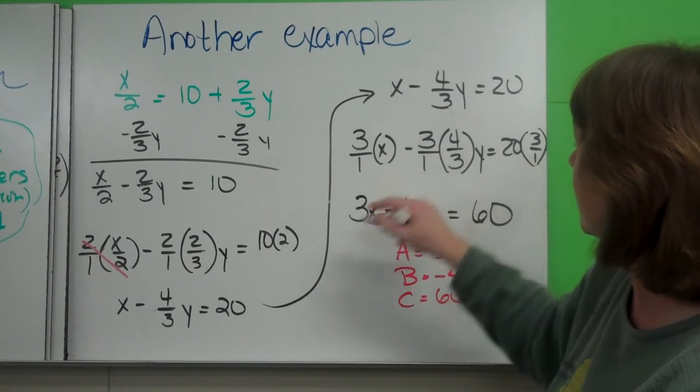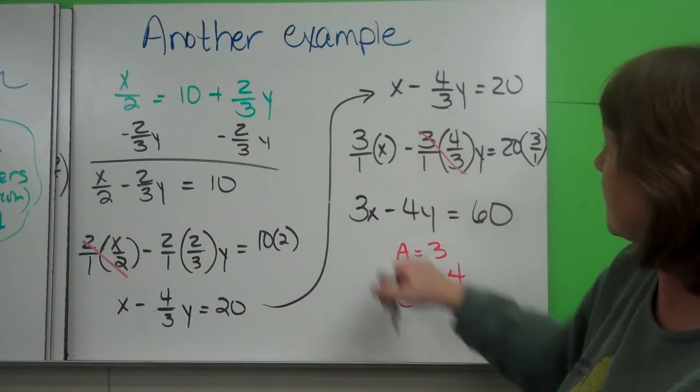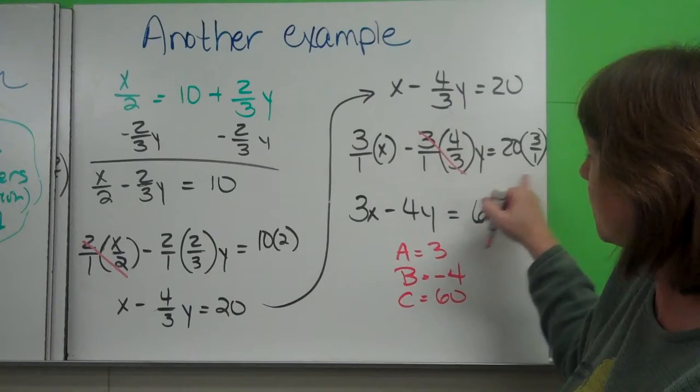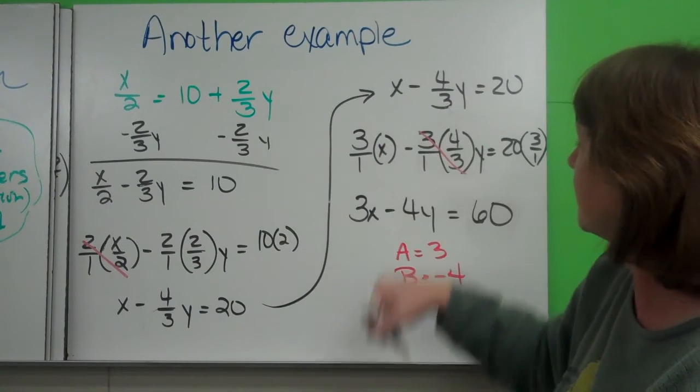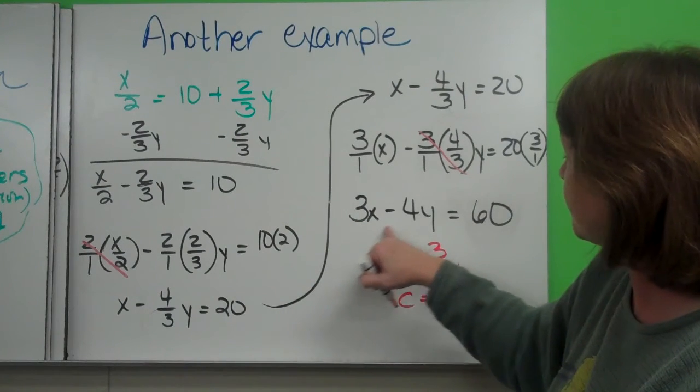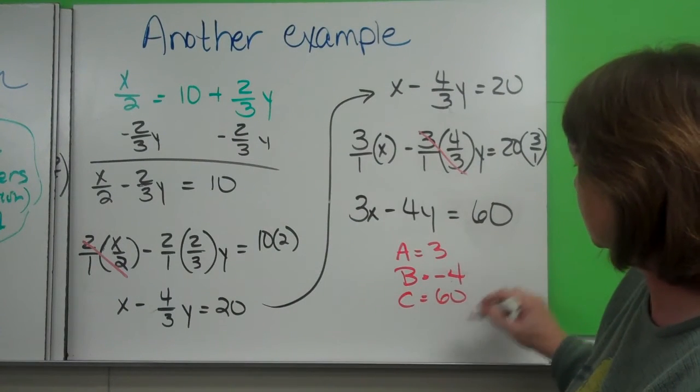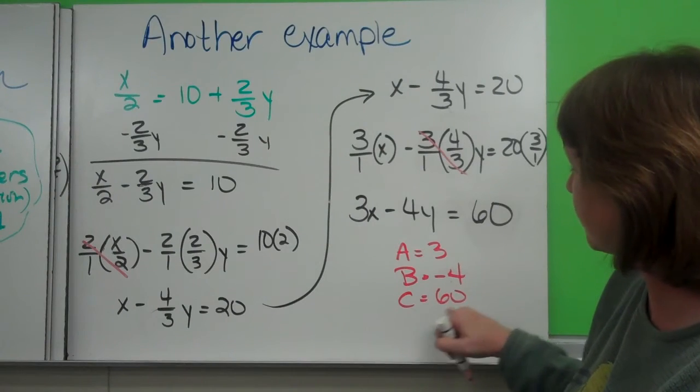Now we get rid of the 3. So the 3 cancels here. We multiply each term by 3 over 1, which is the reciprocal. Well, not the reciprocal, but we're multiplying by 3 to get rid of the fraction. And we now have 3x minus 4y equals 60. A is 3, b is negative 4, and c is 60.